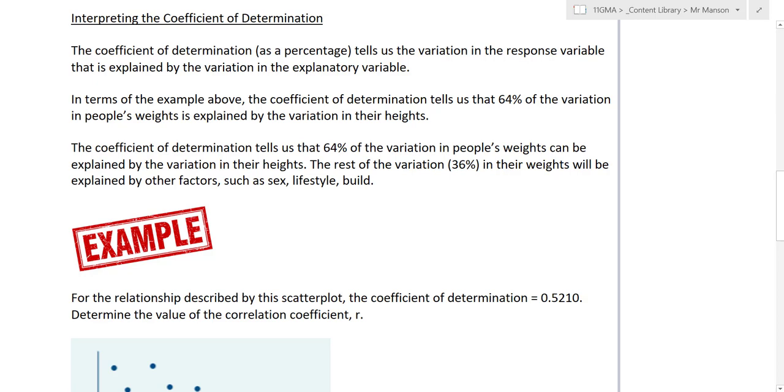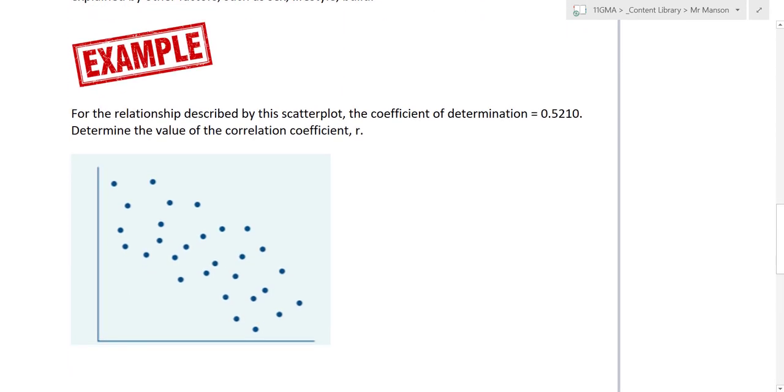For the relationship described by the scatter plot there, the coefficient of determination is 0.5210. Determine the value of the correlation coefficient, R. Does anybody know the value of R here?